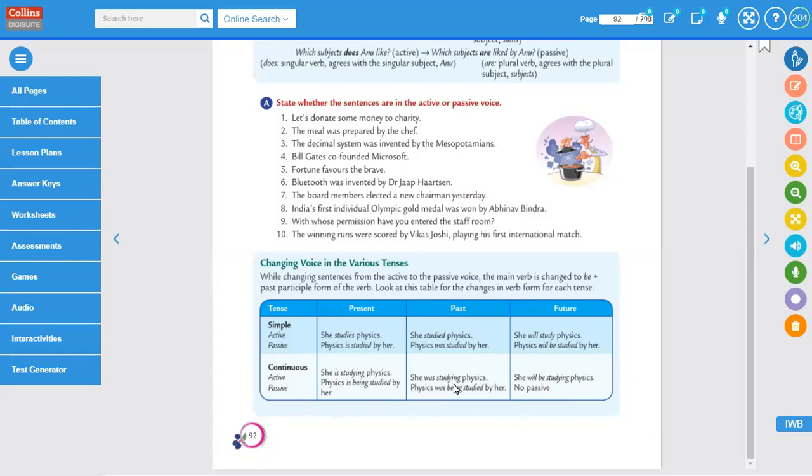Again, you take a look at this table and let me know if there's anything I need to explain. No, ma'am, no doubt. Okay. No, fine. Okay, ma'am. Okay, fine.